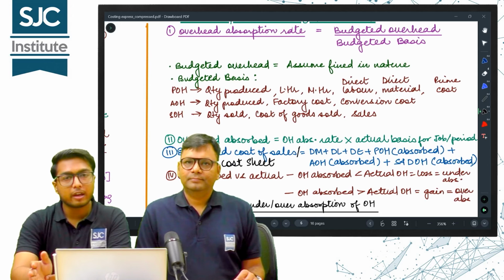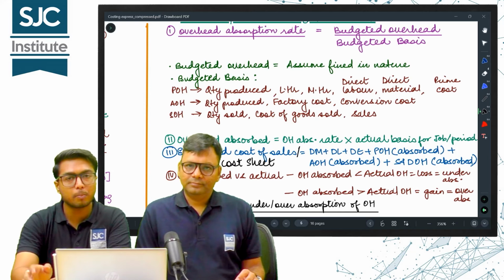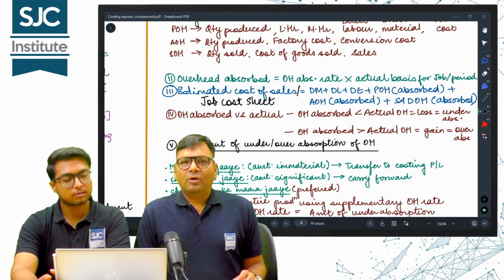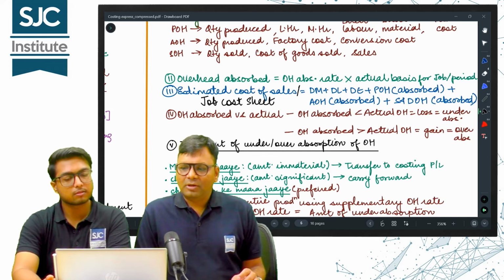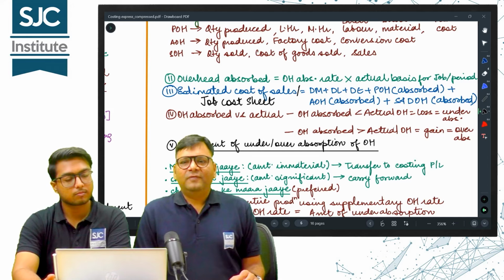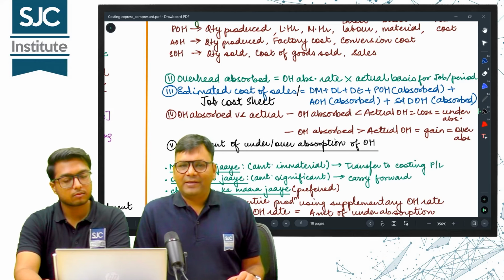How do we compute it? It is computed by the formula overhead absorption rate multiplied by actual basis for the job or the period. We then calculate estimated cost, or we prepare a job cost sheet, which is just the normal cost sheet in the order of direct material, direct labor, direct expense, and then you take production overhead absorbed, and then the result will be called as factory cost, and then you add admin overhead absorbed.